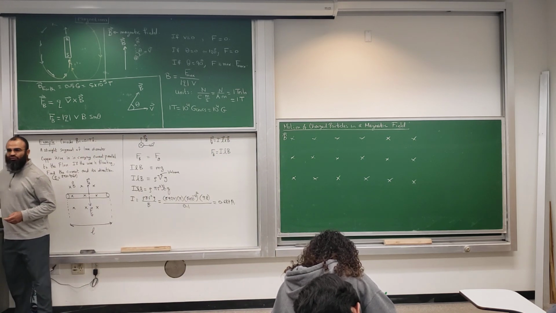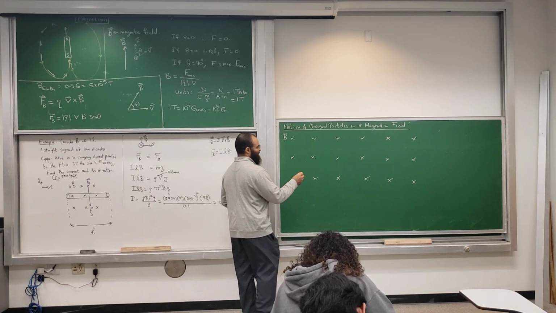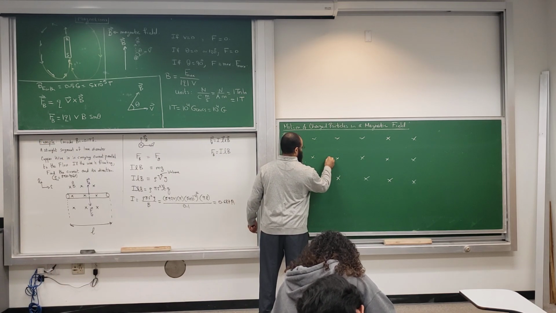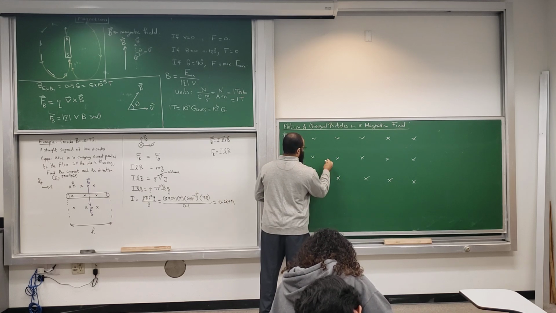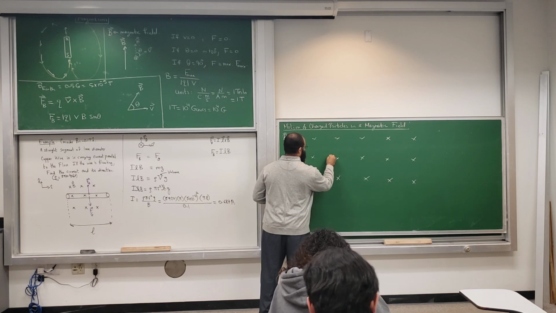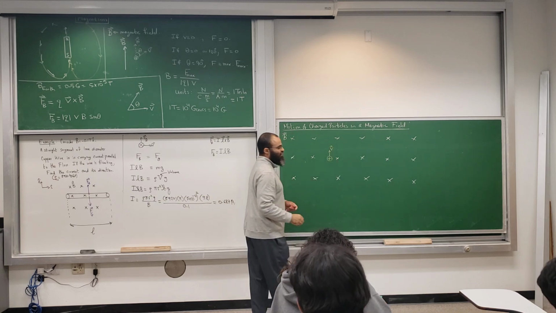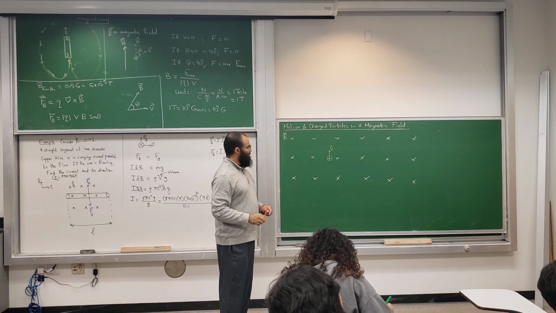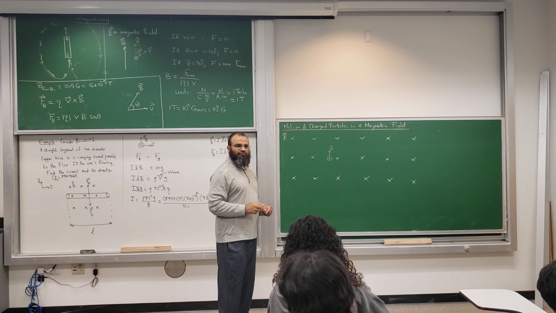Now, let's say we have a plus charge. Here is a positive charge. This is a positive charge, and let's say its velocity is this way. At the moment, the velocity is upward. In what direction would the magnetic force be?